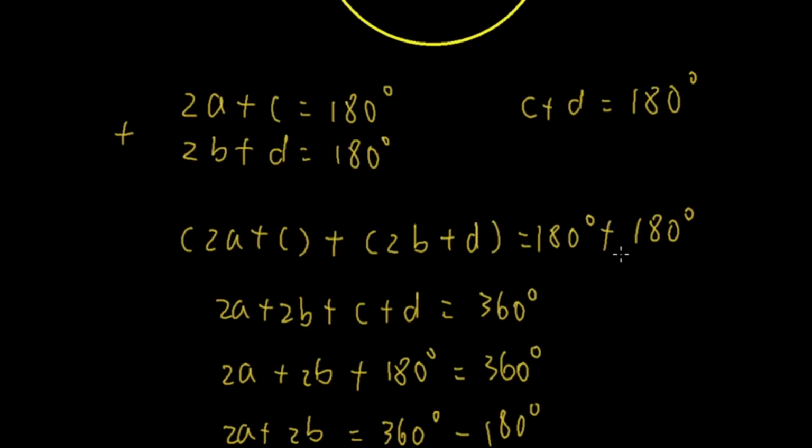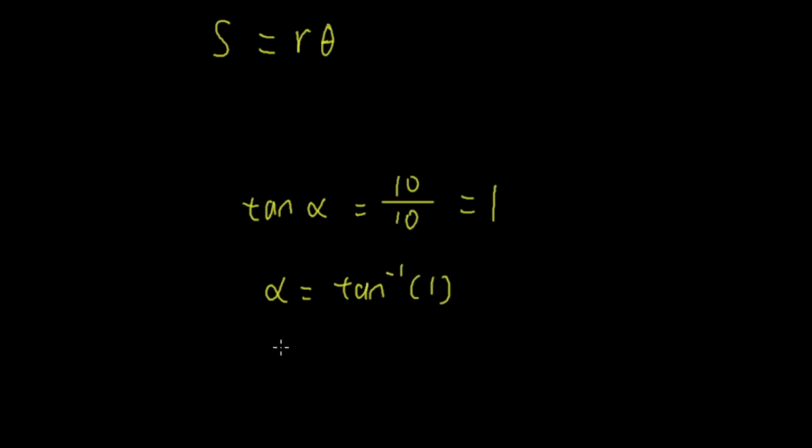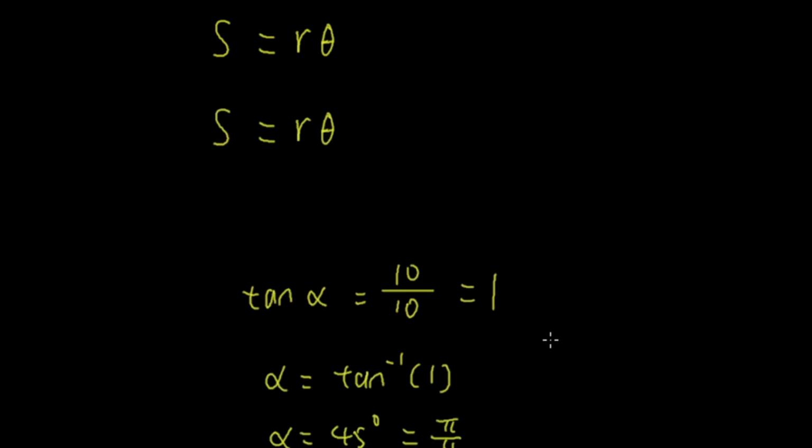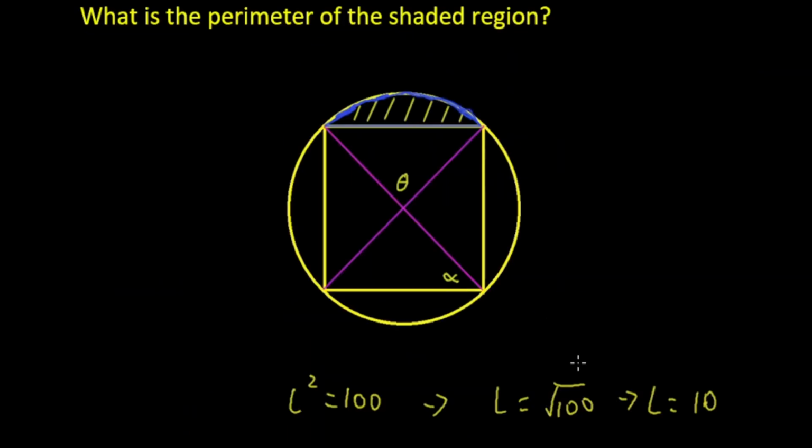So to calculate angle alpha, we can have tangent alpha is equal to 10 over 10, right? Each side is 10. That's equal to 1. That means alpha is equal to tangent inverse 1, and alpha is equal to 45 degrees. In radians, that's also pi over 4. So this one here is 45 degrees.